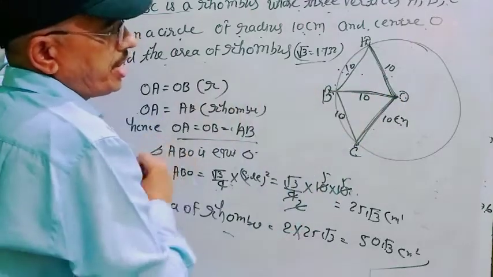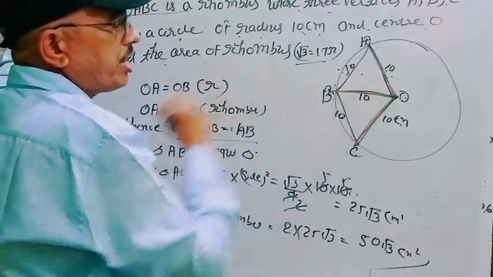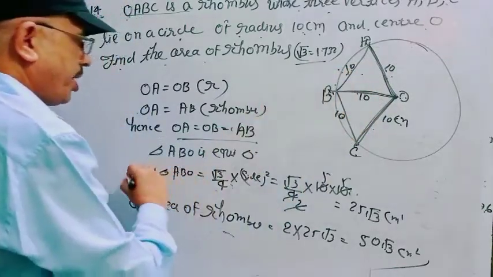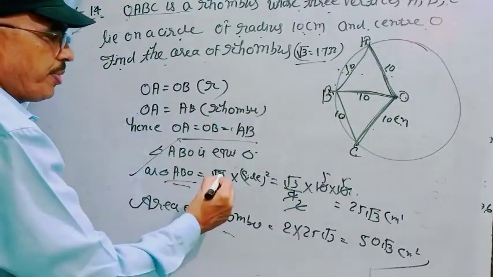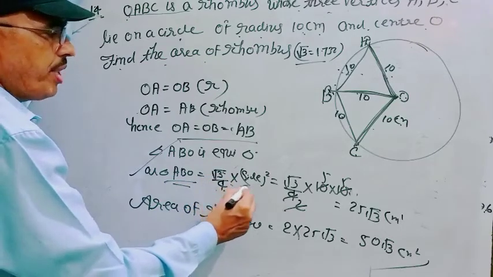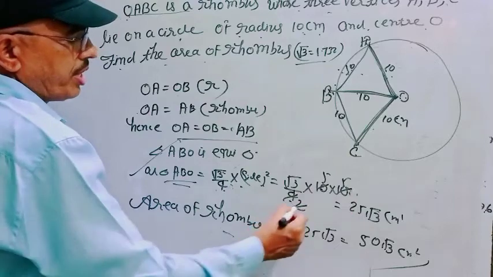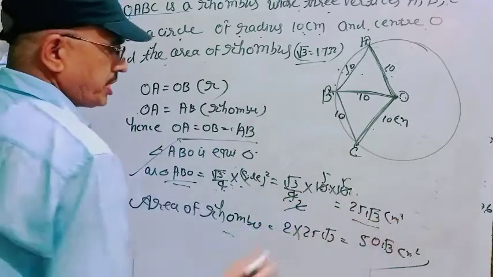OB is the radius, then all sides are equal. If all sides of this triangle are equal, then it is an equilateral triangle. The area of an equilateral triangle is root 3 by 4 into side square. So it is root 3 by 4 into 10 into 10, then it is 25 root 3 cm square.